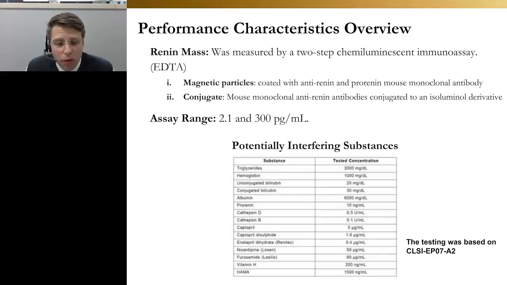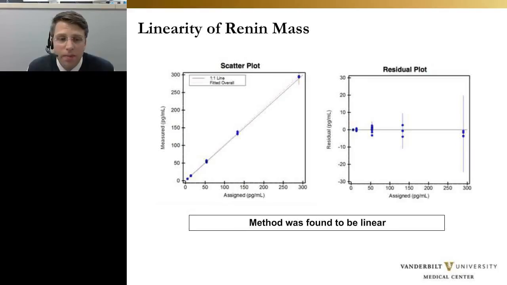It's also important to note the various interference studies performed by the manufacturer based on the CLSI EP07A2 document, and several of these interference studies are listed here on the screen. So next, let's quickly talk about our linearity studies. We assessed the linearity over the assay range from 2.1 to 300 picograms per milliliter, and the results of the test were accurate, linear, and precise in the reportable range.